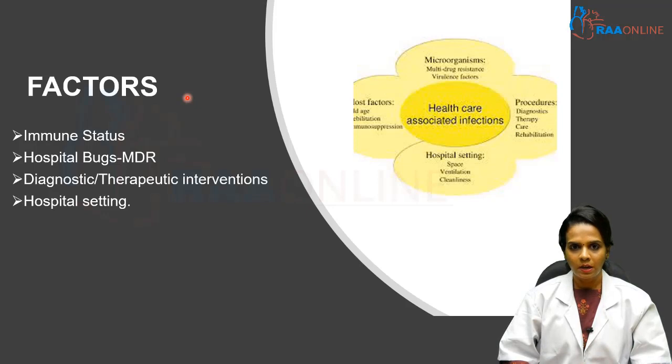The third is diagnostic and therapeutic interventions. Patients undergoing interventions like IV catheter insertion, urinary catheter insertion and ET tube insertion are more susceptible to developing hospital acquired infections, and blood and blood products transfused to the patient which are not properly screened may result in hospital acquired infections, such as bloodborne infections like HIV, hepatitis C and hepatitis B. Finally, the hospital setting: it should be spacious and well ventilated, and cleanliness should be maintained in the hospital atmosphere in order to prevent the spread of hospital acquired infections.